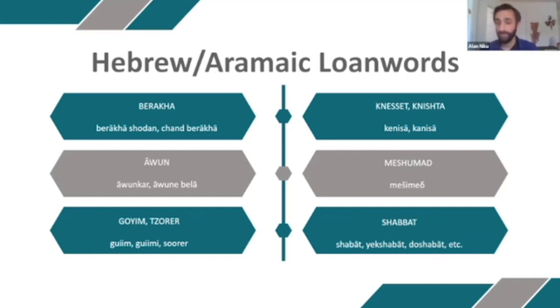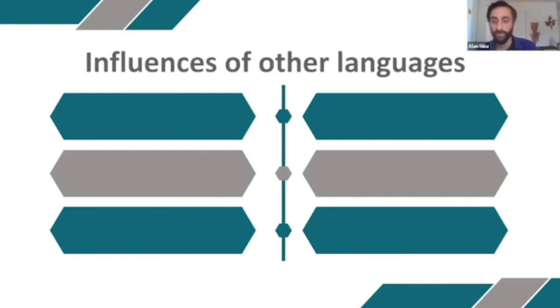And then Shabbat. We all know what Shabbat is. In all these languages, you get Shabbat, that's Saturday. Yek Shabbat is Sunday. Do Shabbat, Monday. If I were to tell my Persian Muslim friends that I'll see them on Yek Shabbat, they wouldn't know what I'm saying. I'd have to say Yek Shembe, which is the Persian word. So we have these distinct things in our own languages.